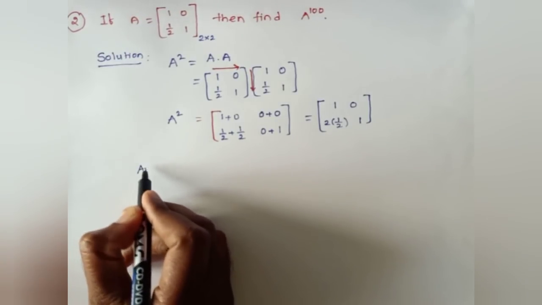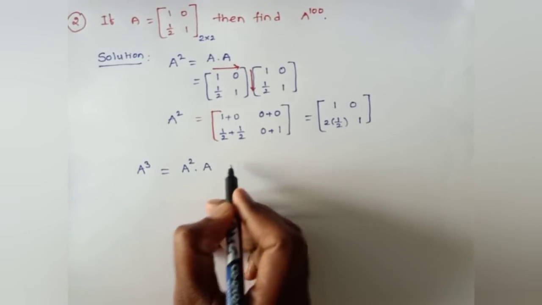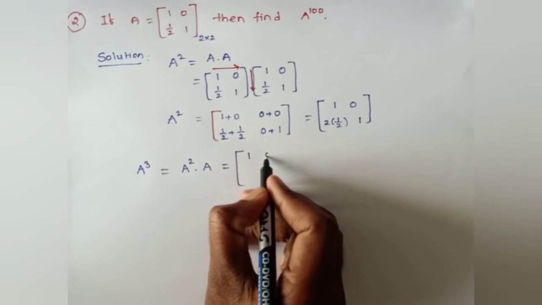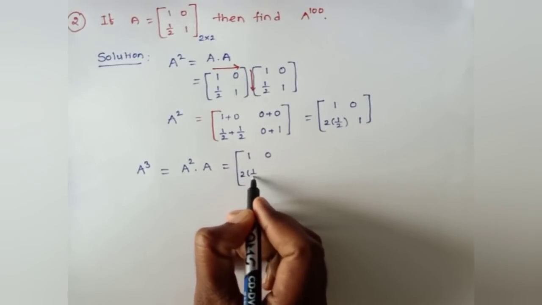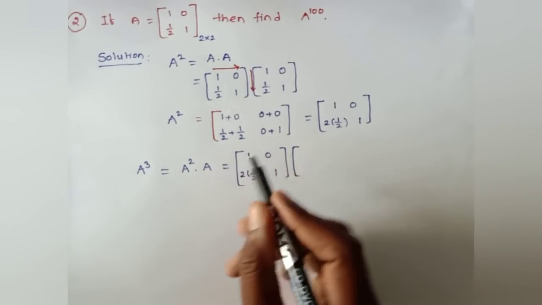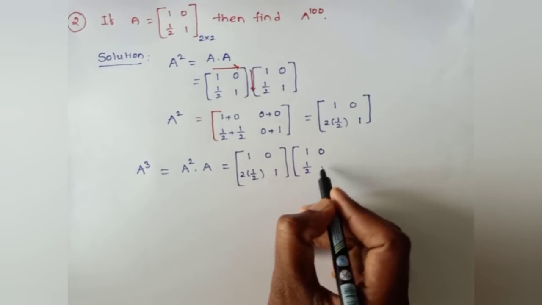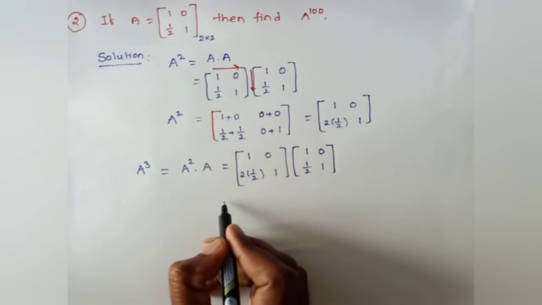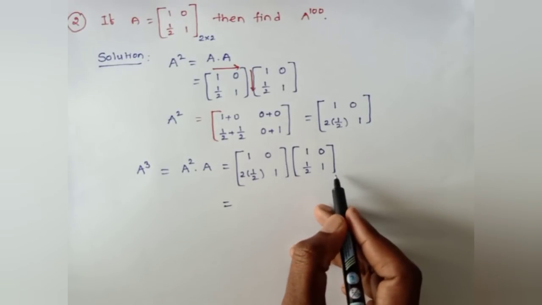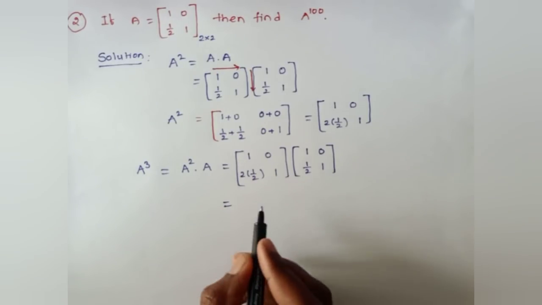Next find A cube. A cube means we can express it as A square into A. The A square values are [1, 0; 2 times 1/2, 1] into A, the given matrix, that is [1, 0; 1/2, 1]. Again the matrix multiplication exists, since it is a 2 by 2 matrix and a 2 by 2 matrix, so it is a square matrix. Therefore the matrix multiplication exists for these two matrices.